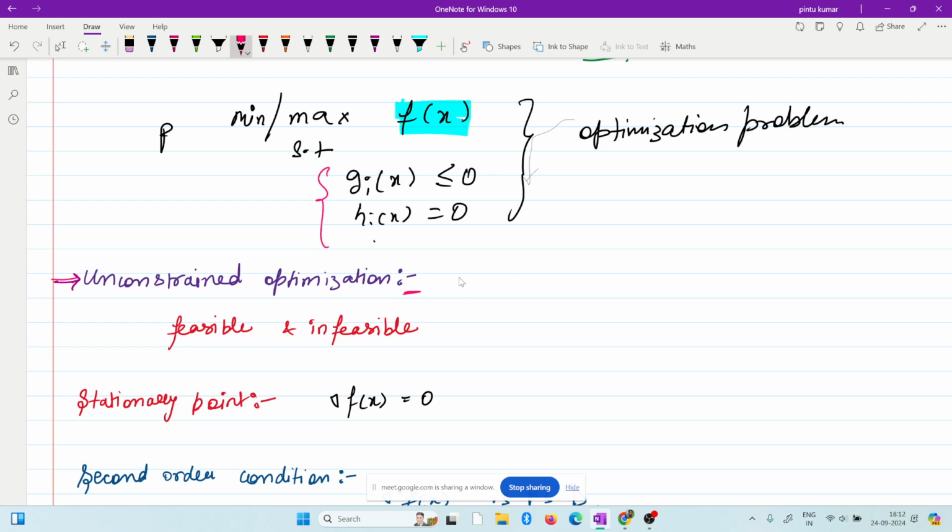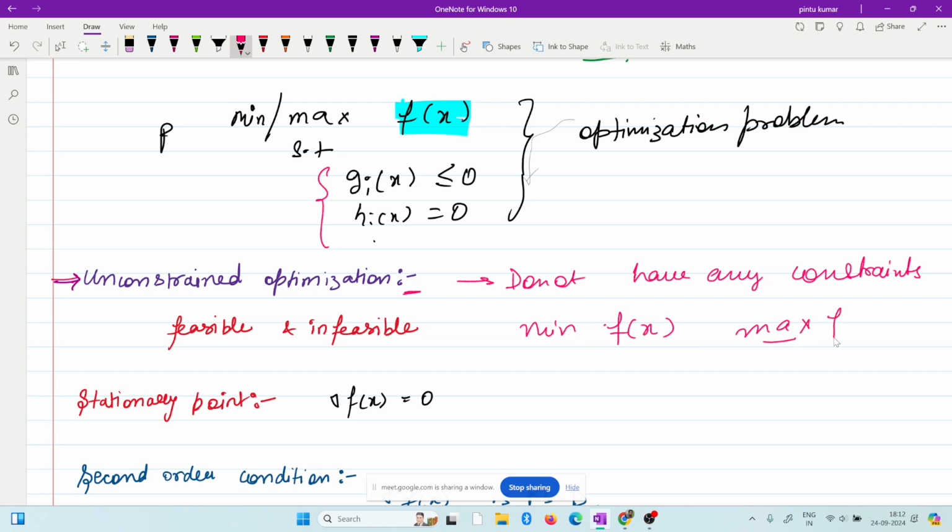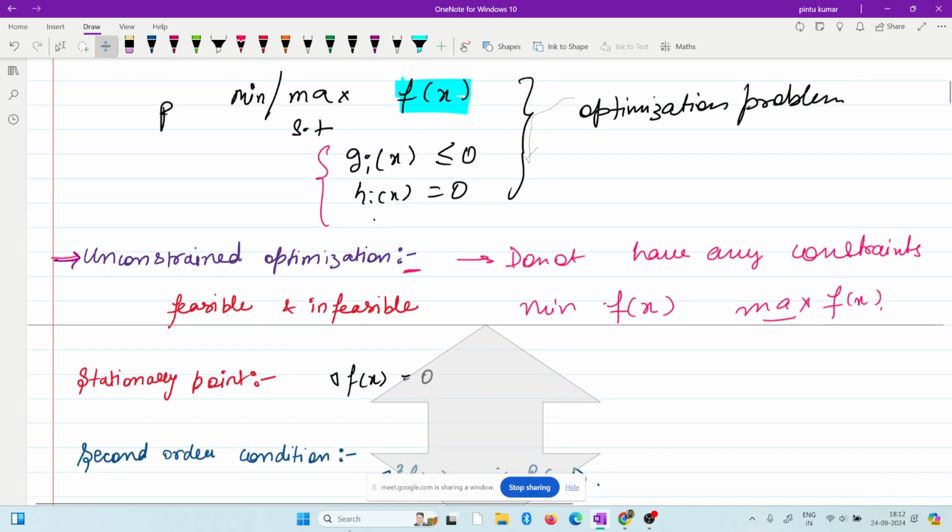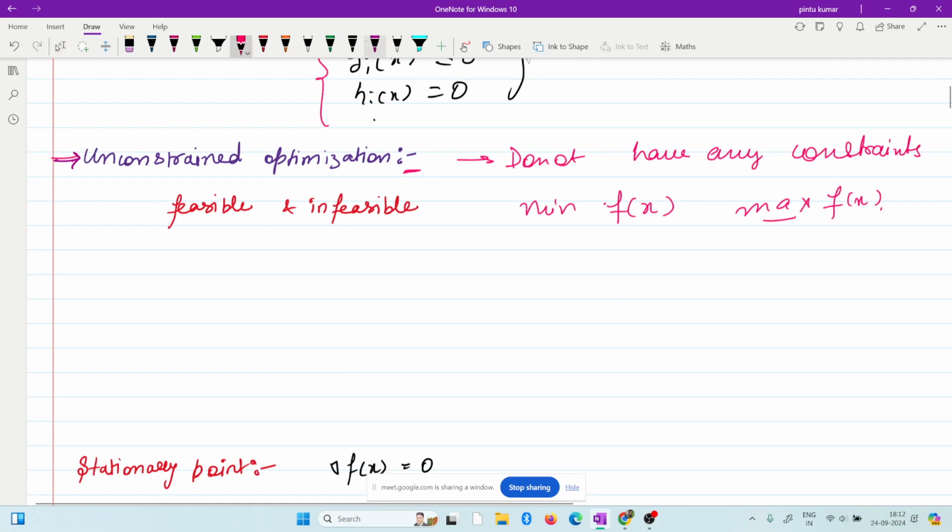Unconstrained optimization does not have any constraint. You are only given some f of x and you want to either minimize or maximize it. If you have a function that you want to minimize or maximize without any constraint, you might recall what you did in your class 11th or 12th. Let's say you are given f of x equal to 3x squared plus 2x, and you are asked to minimize this function.